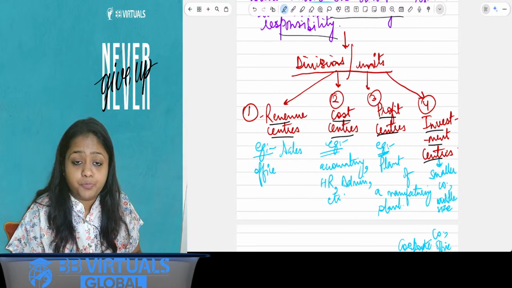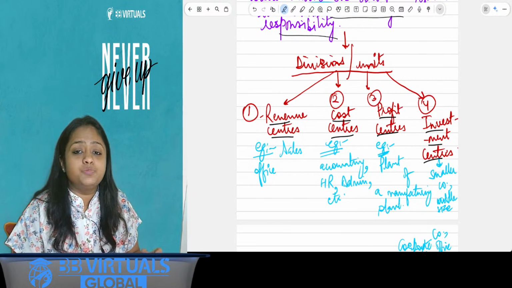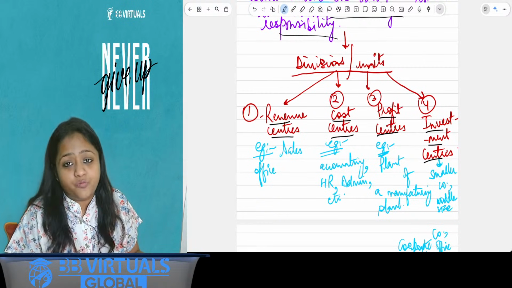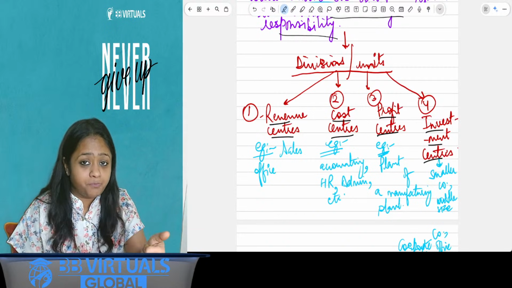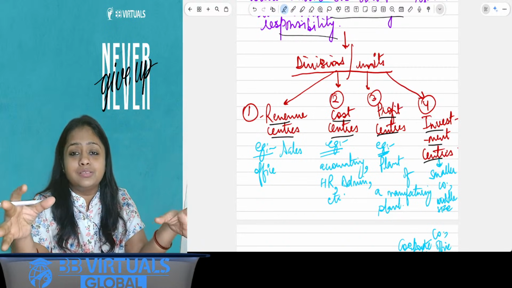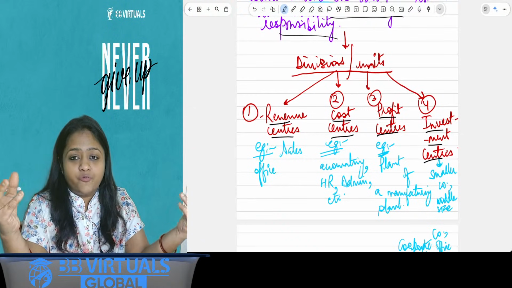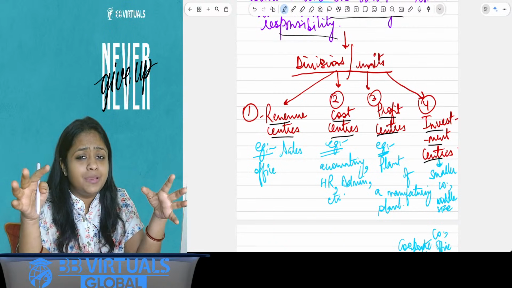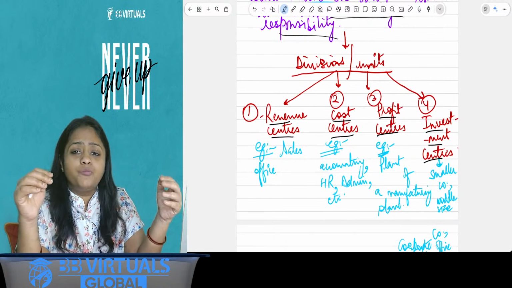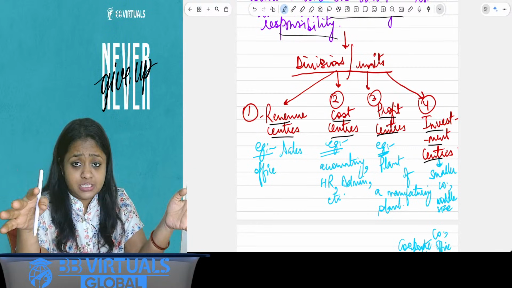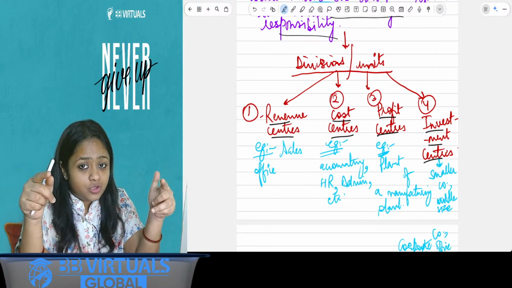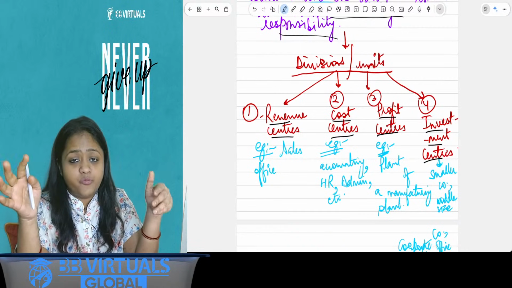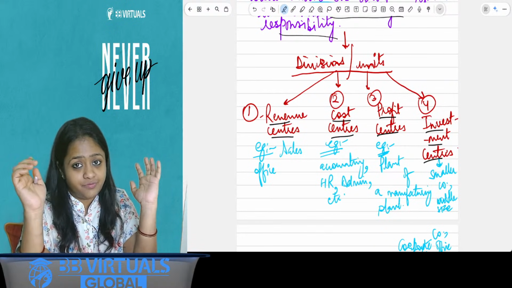Now, the third one is the profit center. Profit centers are those departments, those divisions which normally work as a profit center. That means, for example, a plant for a company, or a complete franchisee for a company. Basically a complete plant, a complete factory, or a branch of an entity which is capable of selling the goods and capable of incurring costs, so it will always be evaluated for its performance on the basis of the profit generation that they have done.